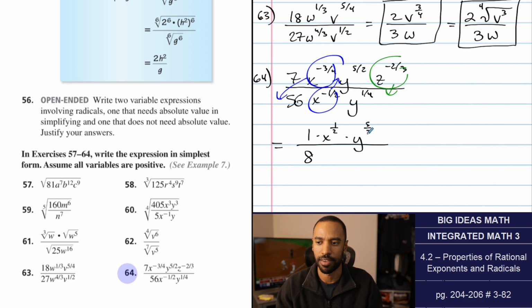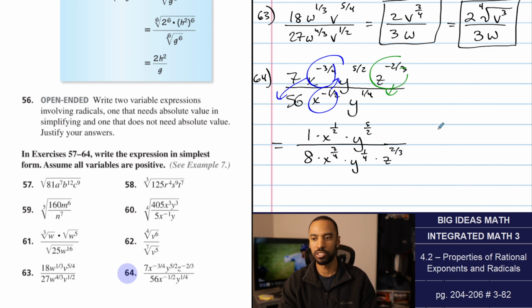And I got y to the 5/2 here still. I haven't touched that one. X to the negative 3/4 is now x to the positive 3/4 on bottom. With that y to the 1/4, that hasn't changed. That's still there. And z to the 2/3 is now on bottom as well. That was the number, right? 2/3, yeah. But it's positive on the bottom, right?